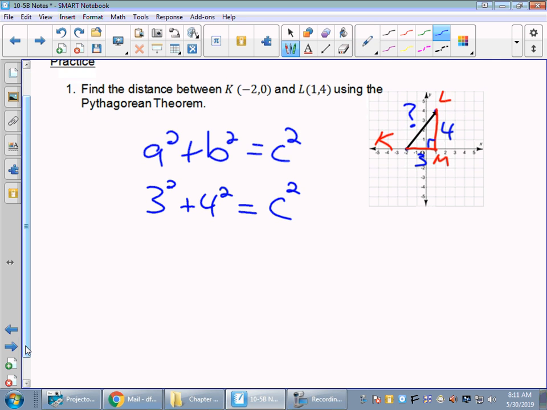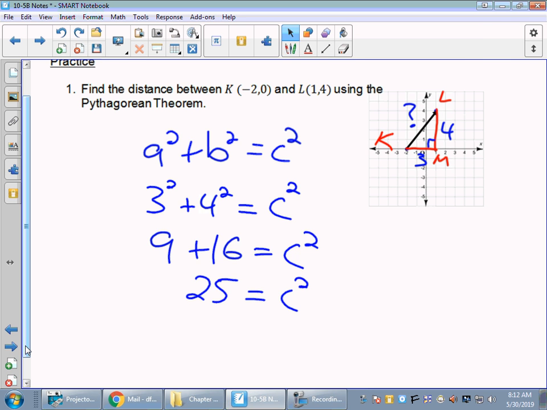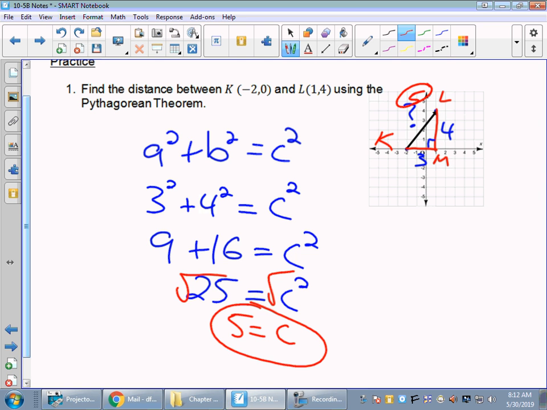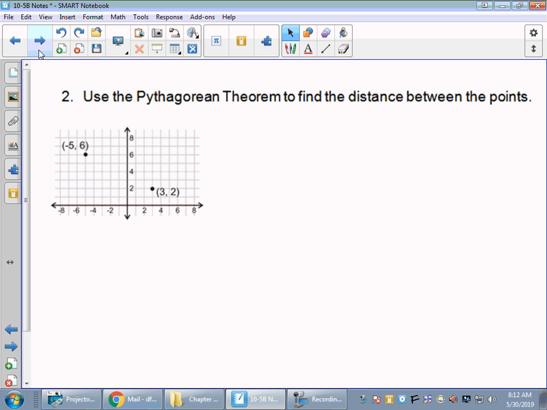Now I can do the math. Squaring things, I would get 9 plus 16 equals c squared. 9 plus 16 is actually 25, which equals c squared. And now I just know that I have to take the square root of both sides. So c would equal 5. And that's what our distance would be. So that's one way to do it. And I like that way if you can use it. Sometimes you have to graph it and draw a right triangle with it, but that's fine.